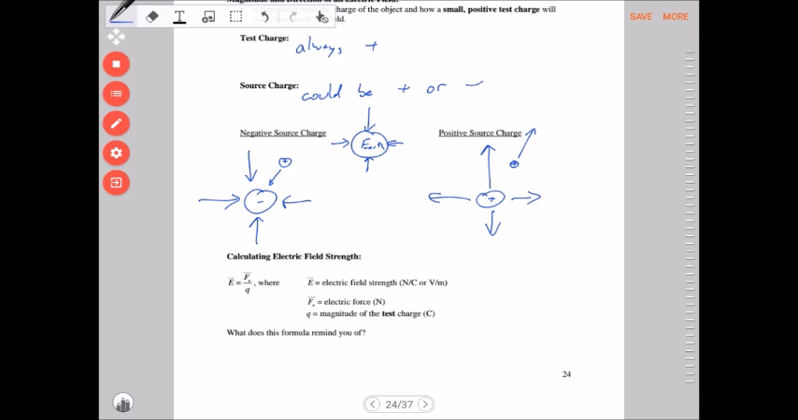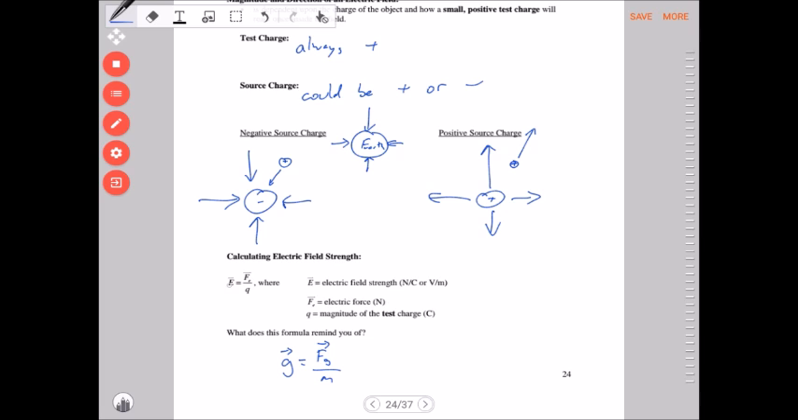Now to calculate this field strength, we use the formula E equals Fe over q. E stands for the electric field strength, and that is in newtons per coulomb or volts per meter. Both of them work. Fe, of course, is the electric force, and q is the magnitude of the test charge. Now, when you look at this formula, does that remind you of anything? Wouldn't necessarily be this, would it? Fg over m.